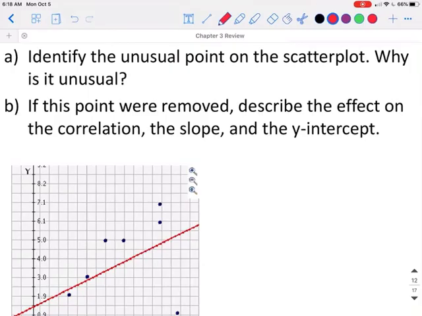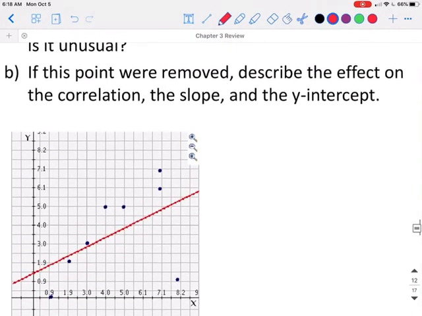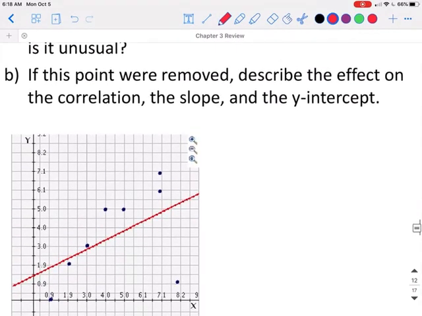Identify the unusual point on the scatter plot. Why is it unusual? The unusual point in this case would be this point down here. It's unusual because it does not fit the pattern of as x increases, y increases as well. If this point were removed, describe the effects on the correlation, the slope, and the y-intercept.